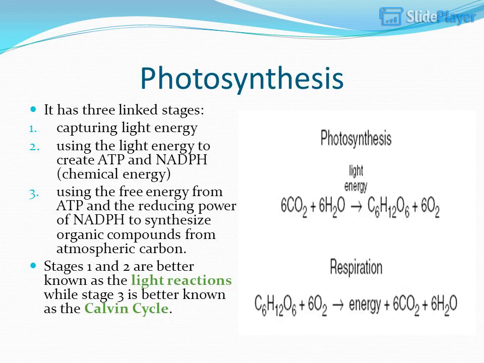Photosynthesis has three linked stages: capturing light energy, using the light energy to create ATP and NADPH chemical energy, and using the free energy from ATP and the reducing power of NADPH to synthesize organic compounds from atmospheric carbon. Stages 1 and 2 are better known as the light reactions, while stage 3 is better known as the Calvin cycle.